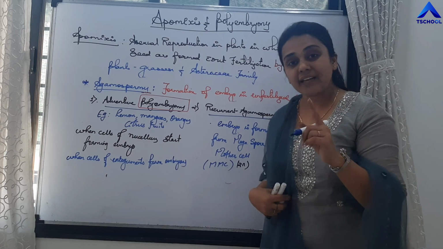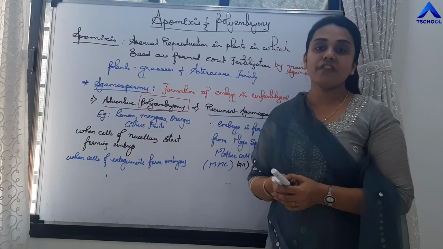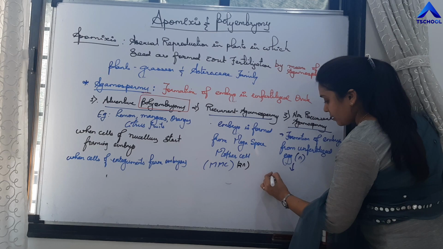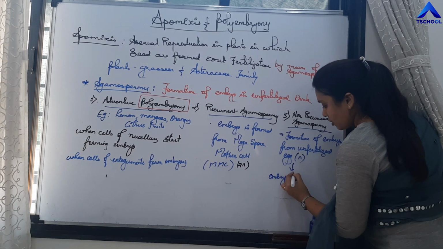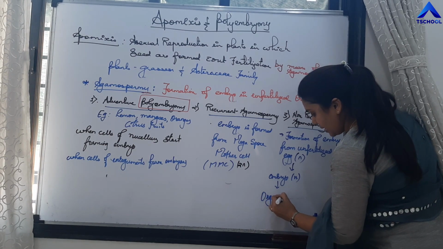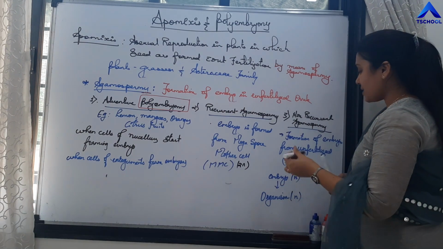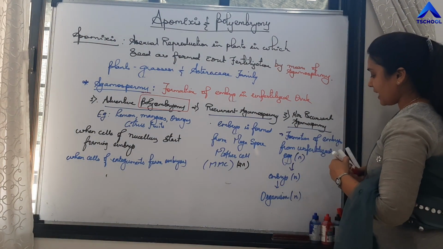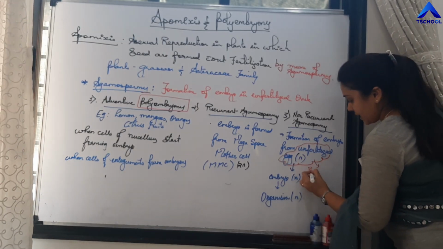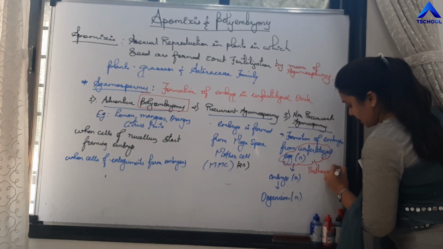If from this single haploid egg cell, the entire embryo is formed without fertilization by the male gamete, then the embryo will also be haploid, and the organism, that is plant body, will also be haploid. This process, that is formation of the embryo from an unfertilized egg, is called as parthenogenesis.